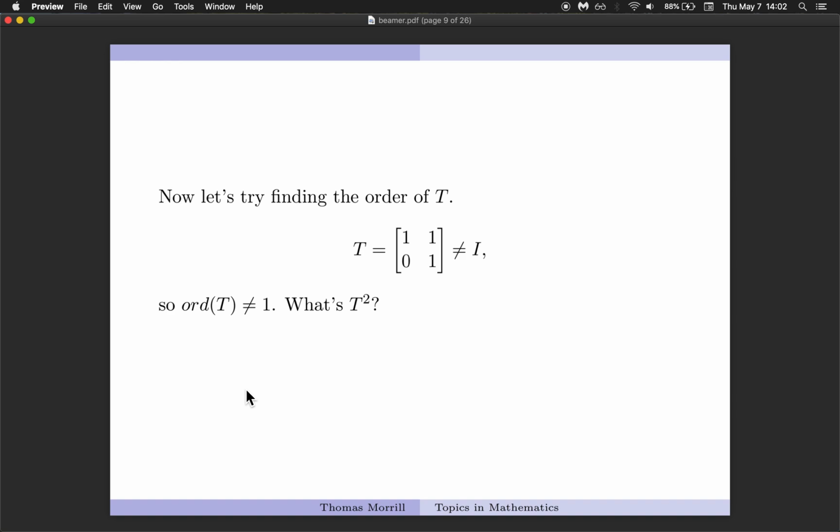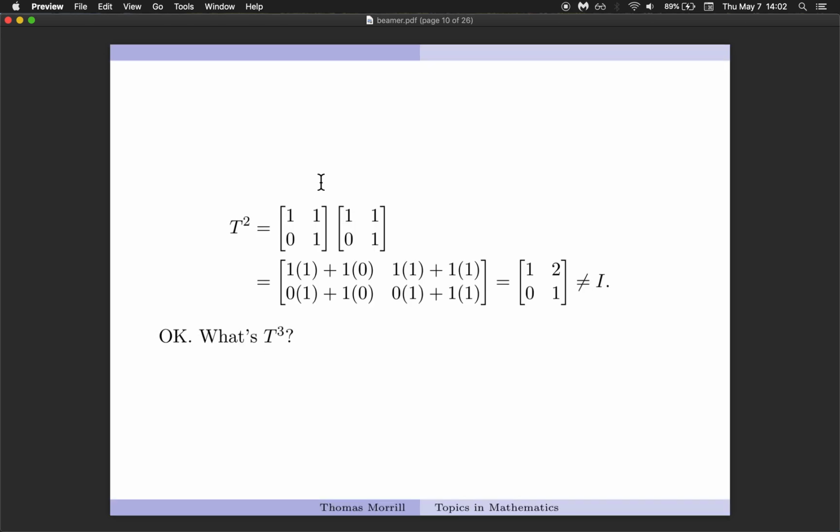So just like before, I'm going to calculate T squared. So I line up my two matrices here. This time, I take my row times my column, right? 1 times 1 plus 1 times 0 gets me 1. 1 times 0 plus 0 times 1 gets me 0. 1 times 1 plus 1 times 1 gets me 2. Ooh, that's not looking good. And then 1 times 0 plus 1 times 1 here gives me my 1. So T squared has coordinates 1, 2, 0, and 1.